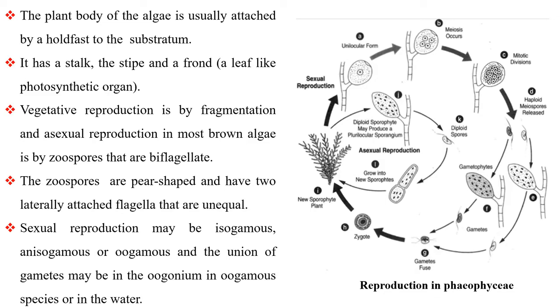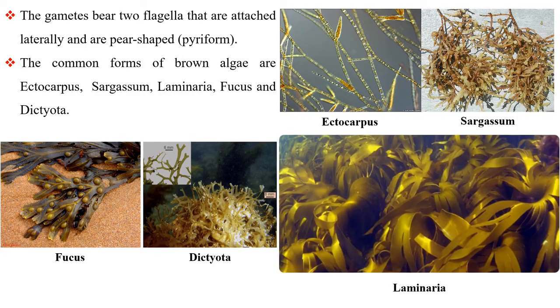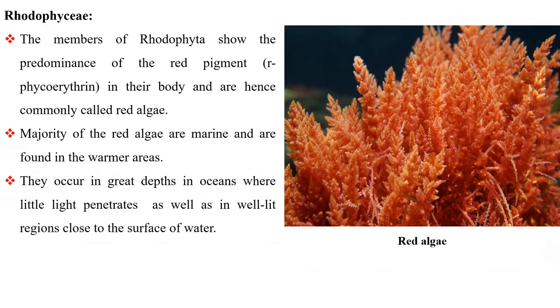Sexual reproduction may be isogamous, anisogamous or oogamous, and the union of gametes may be in the oogonium in oogamous species or in the water. The gametes bear two flagella that are attached laterally and are pear-shaped. The common forms of brown algae are Ectocarpus, Sargassum, Laminaria, Fucus and Dictyota.